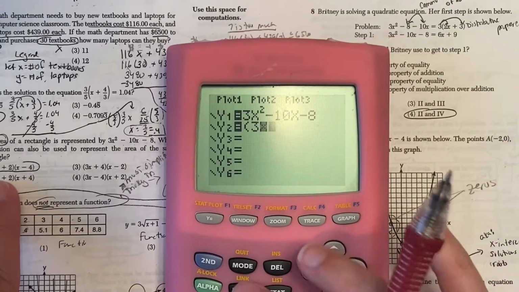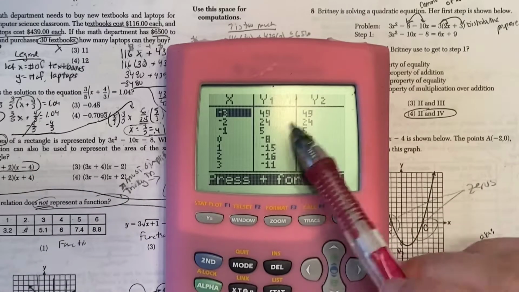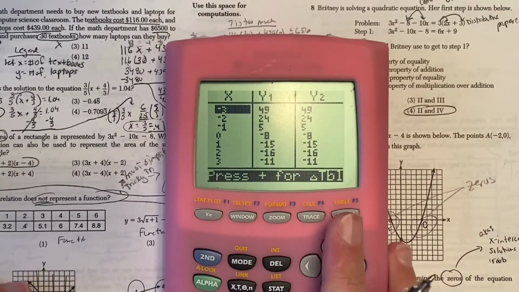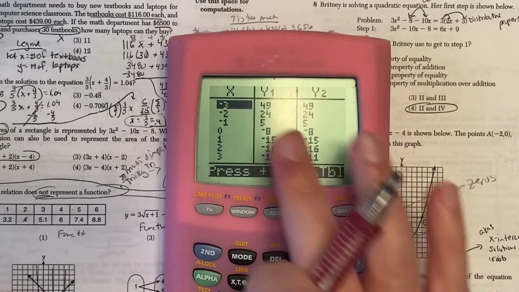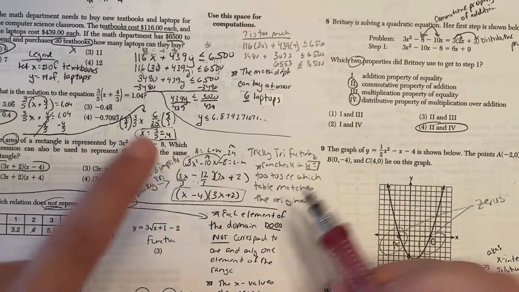We're just going to put the answer in: 3x plus 2 and then x minus 4. And then when you go to the table, you're going to see, look, the numbers are exactly the same. So you know that they mean the same exact thing. Okay, so look for where you have matching tables. So you want this one to match this original one.